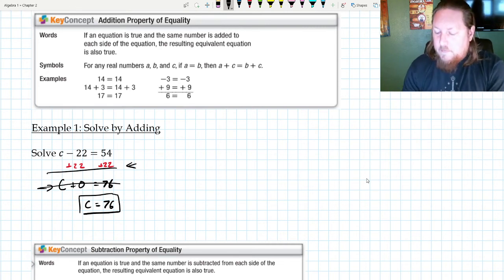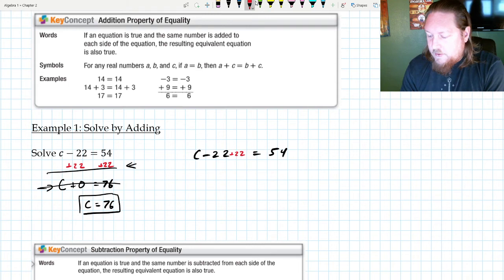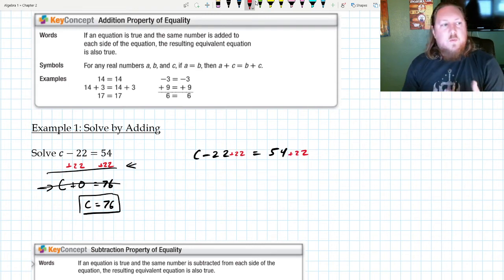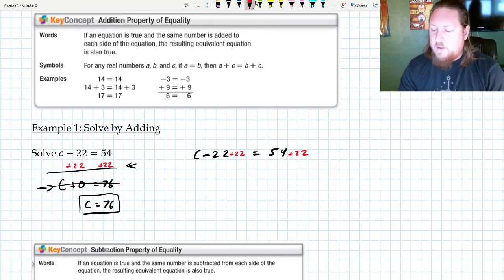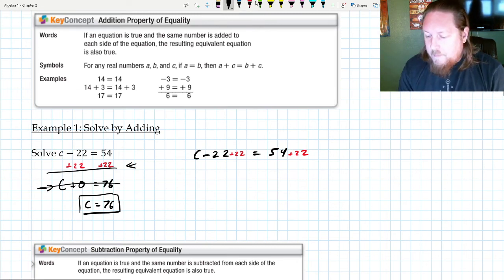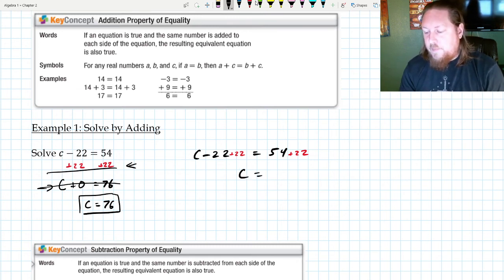Sometimes you'll also see it where people like to work all on the same line. So I got minus 22, so the next thing I'm going to do is add 22. And this way, it's a lot more clear that you're combining like terms on the right-hand side of the equation. Minus 22 plus 22, again, cancels out to be 0. So all we're left with is C. 54 plus 22 is 76.